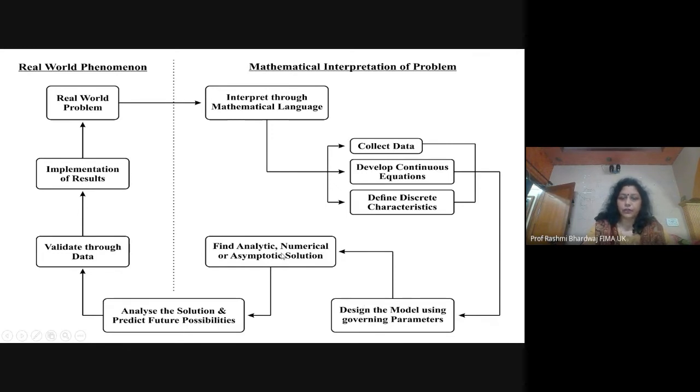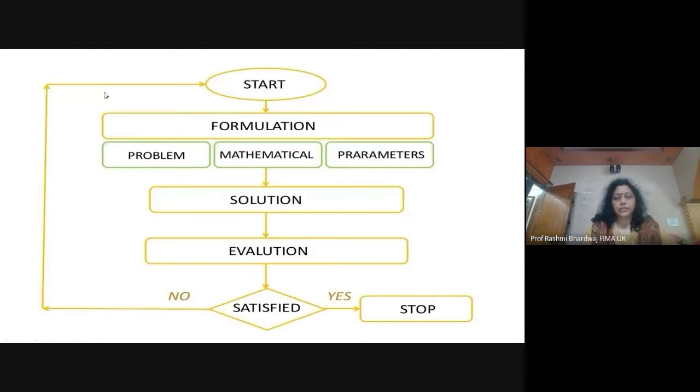With this, we try to find either the analytical or numerical or asymptotic solutions. With these solutions, we try to analyze the solution and predict the future possibilities. Then we try to validate this data, which is based on the different parameters. Then we implement the result and again interpret it in terms of the real world problem. So this is the simple flow chart of this problem.